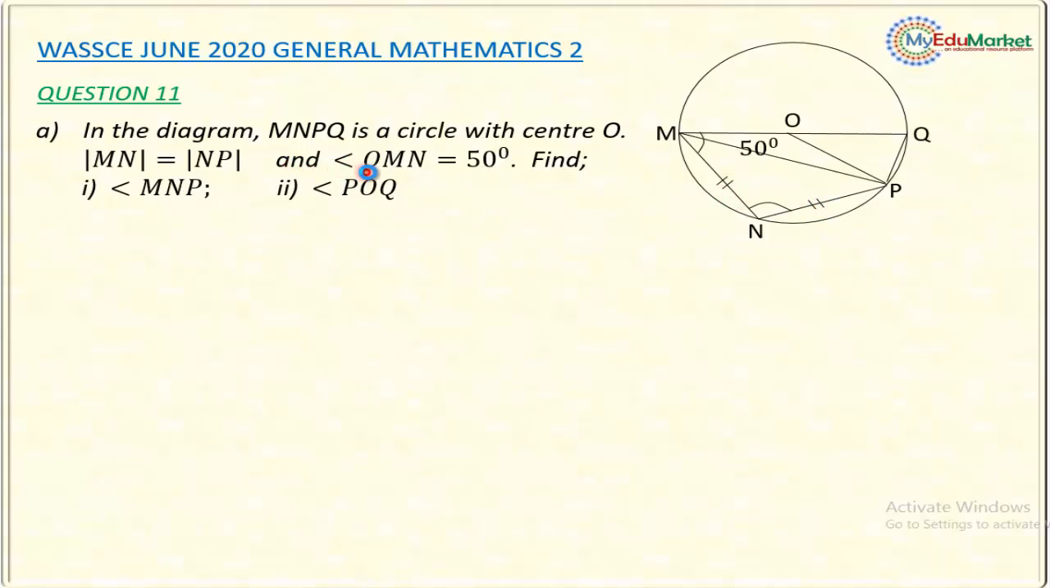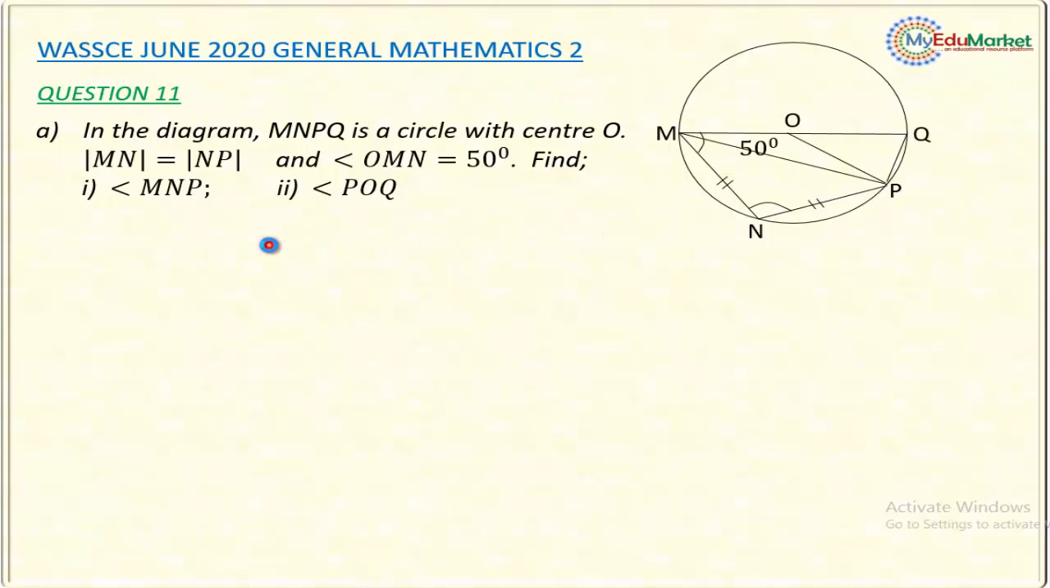And the size of angle OMN, this very angle, is 50 degrees, also marked in the drawing. So the question asks us to find the size of angle MNP. MNP, this very angle, we need to find it. And in Roman 2, we have to find the size of the angle POQ. POQ, this very angle, we need to find it as well.